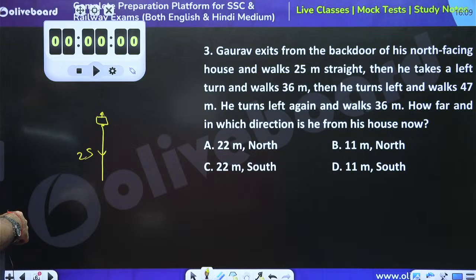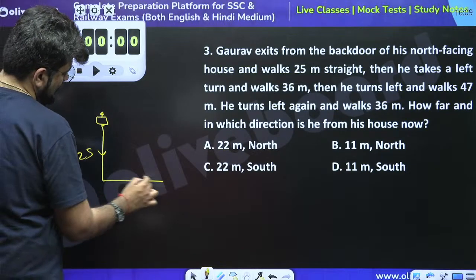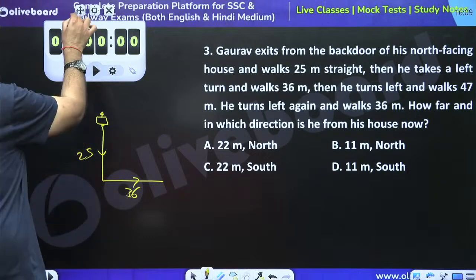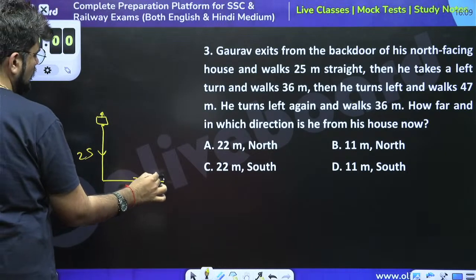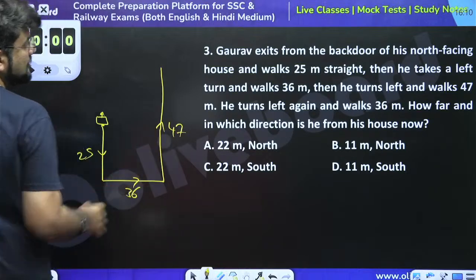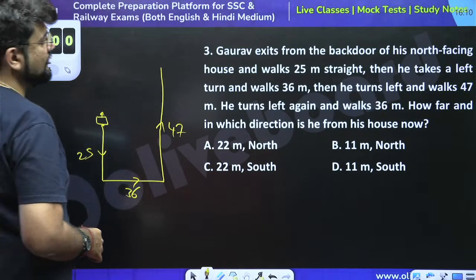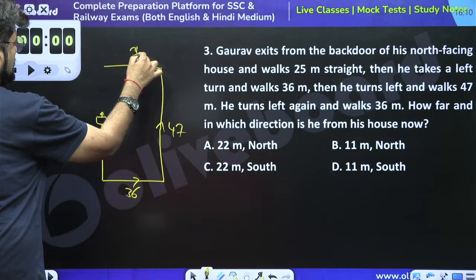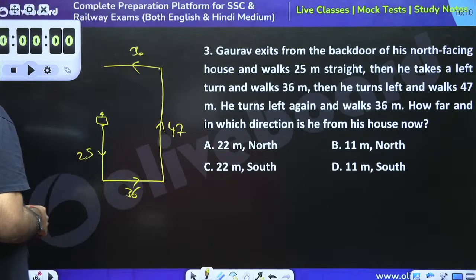Now then he takes a left and walks 36 meters. Then he takes a left and walks 47 meters. So he goes 25 and he goes 22 more. He goes 47 meters. Then he takes left again and walks 36 meters. How far, which direction is it from his house now?